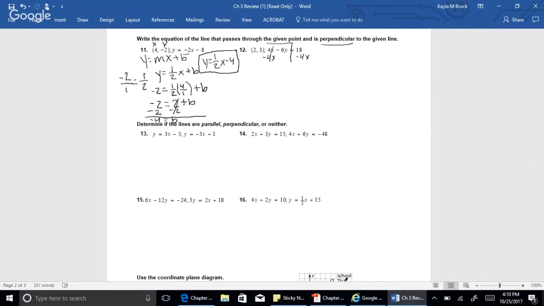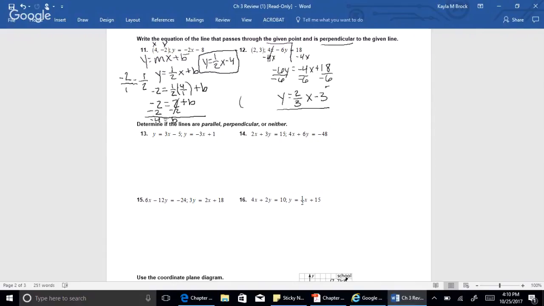If I subtract 4x from both sides, I'll get -6y equals -4x plus 18. And then I'll divide by -6, and I will get y equals 2/3 x minus 3. Now this is the slope of the first equation.